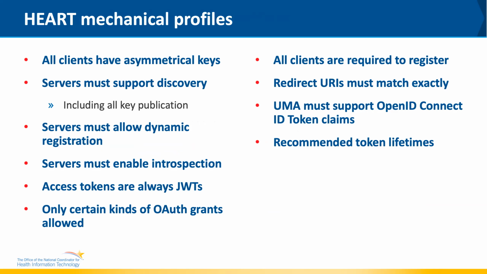So for example, all clients need to have what are called asymmetrical keys. OAuth allows you to have shared secrets in the form of the client secret. This is far and away the most common use of OAuth 2 in the wild. But in the HEART profile, you have to have an asymmetric key and a means of presenting that. HEART also says that your redirect URI needs to be matched exactly, whereas OAuth is a bit more fuzzy about that. We also say which token formats you use and what goes inside those tokens. OAuth allows that to be completely vendor specific.